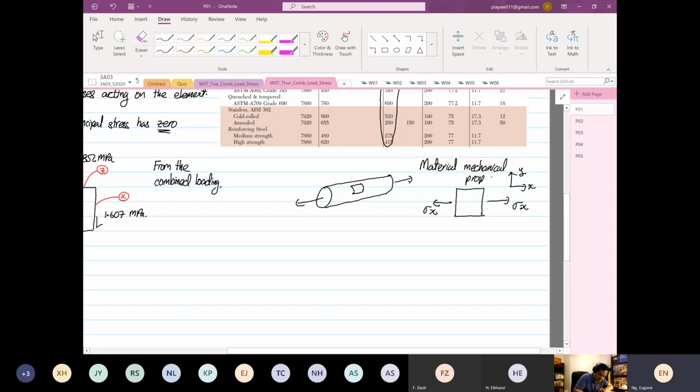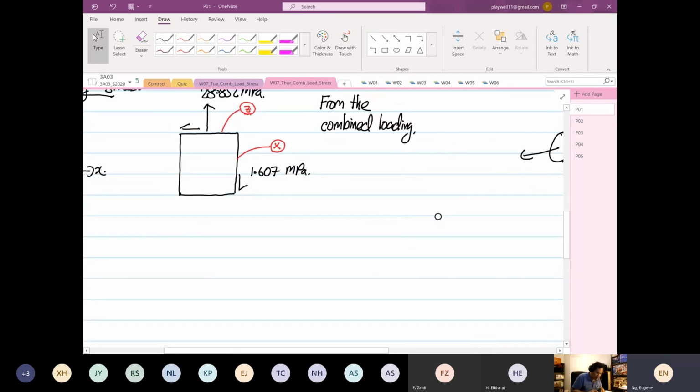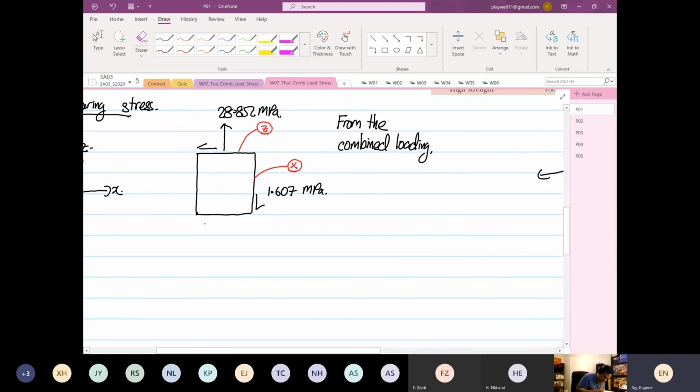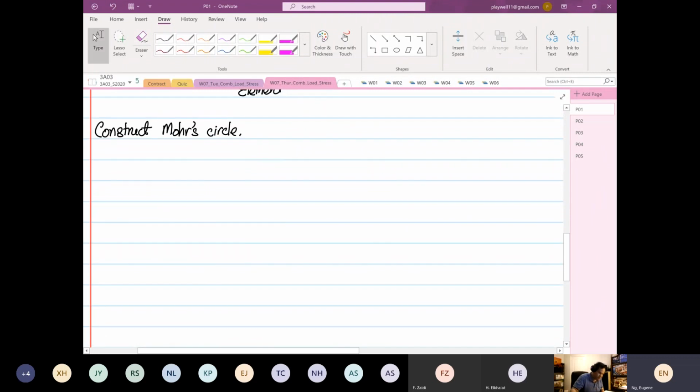Take note, our material mechanical properties has only one direction, and it's in tensile mode because we are going to use this value. By looking at our element, this is what we call an element. Now we're going to construct the Mohr circle.